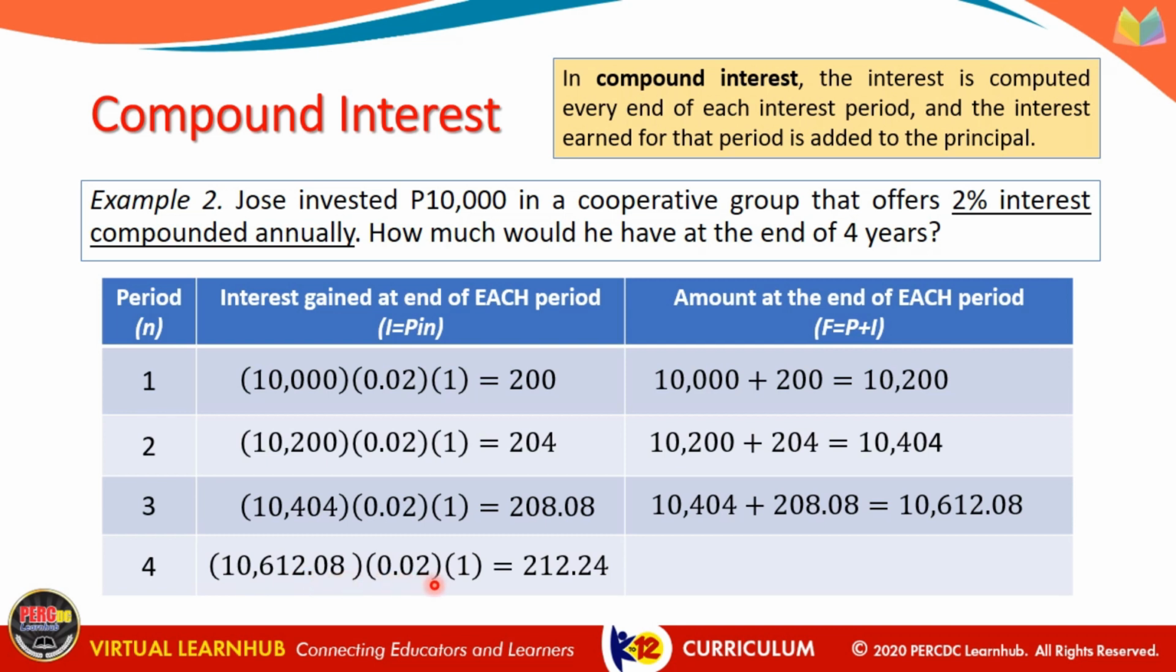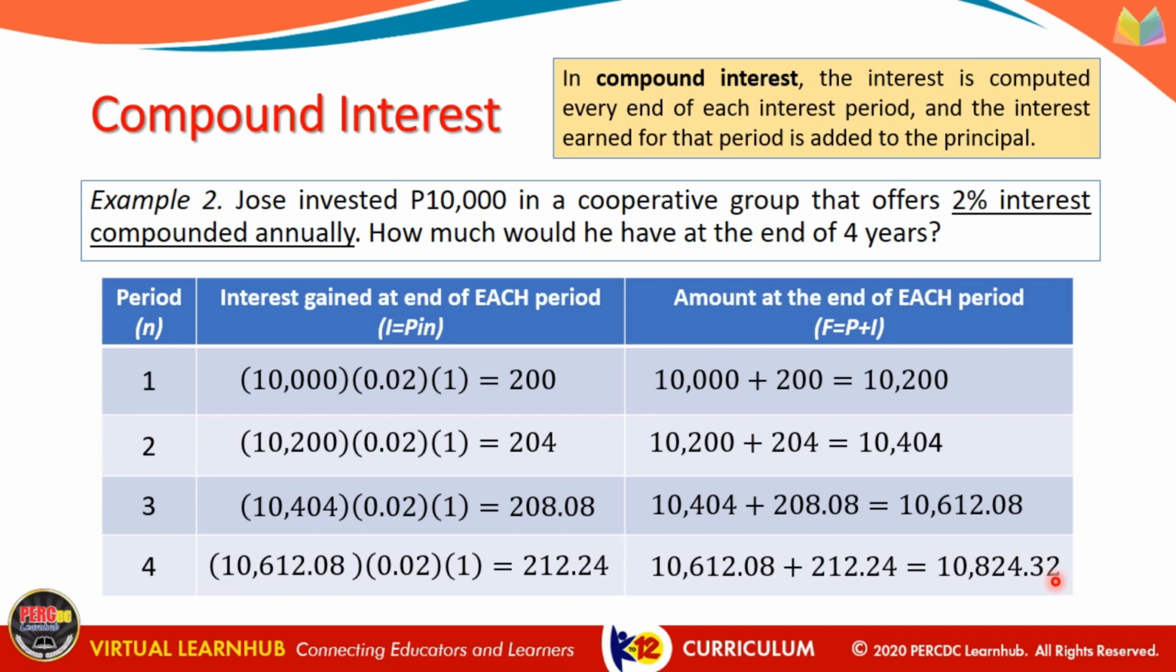10,612.08 times 0.02 times 1, for one whole year, the fourth year, is equal to 212.24. Okay? The value of the investment at the end of the fourth year would be 10,612.08, the value of the investment at the end of the third year, plus the gained interest for the fourth year, which is 212.24.